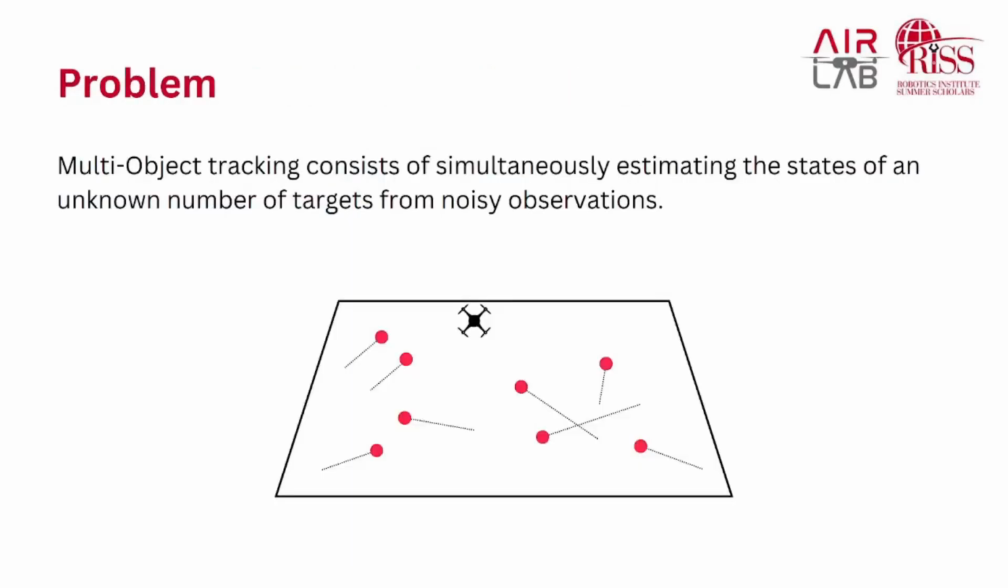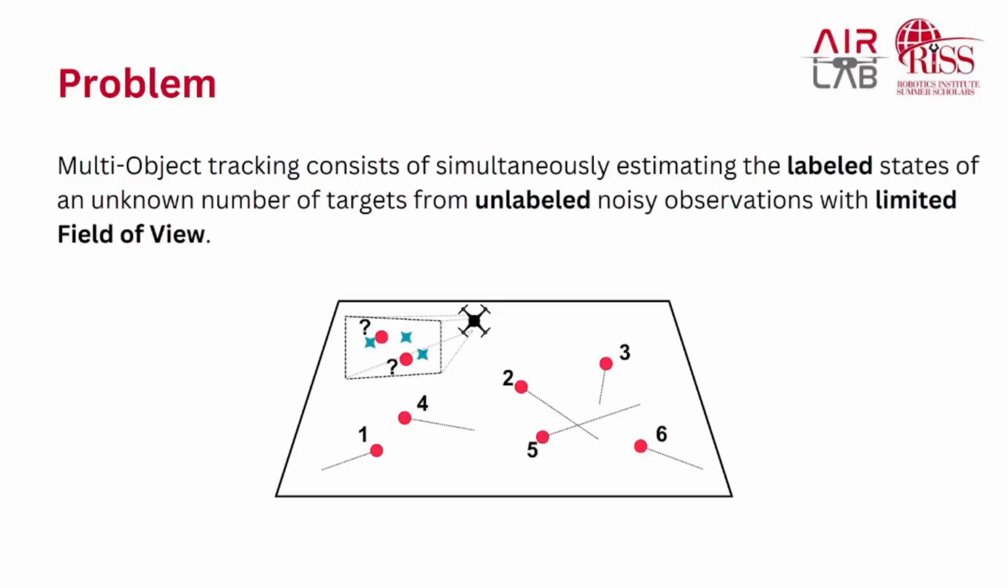All these applications have one thing in common. We want to estimate the states, which can be the positions, of an unknown number of targets from noisy observations. But we can also go a little bit further, which is the case we consider in this paper. Here, we want to estimate labeled states, which means that each object must be uniquely identified from unlabeled observations, which means that when we get an observation, we don't know to which target it corresponds.